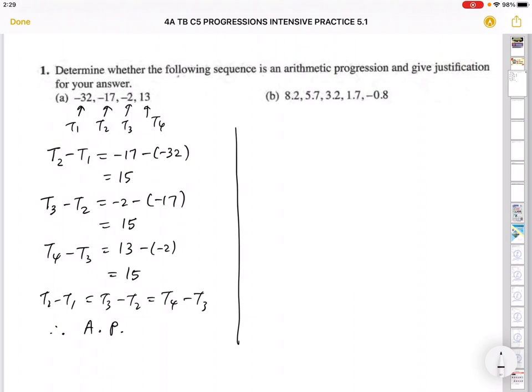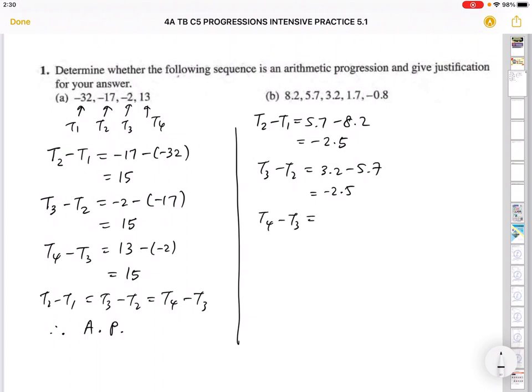Okay, now for part B we have 5 terms instead of 4. So more to test. Let's start with T2 minus T1. T2 is 5.7. T1 is 8.2. The difference is negative 2.5. T3 minus T2 is 3.2 minus 5.7, also negative 2.5. T4 minus T3 is 1.7 minus 3.2. This time it's not 2.5, it's negative 1.5.